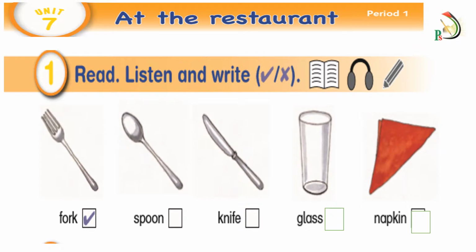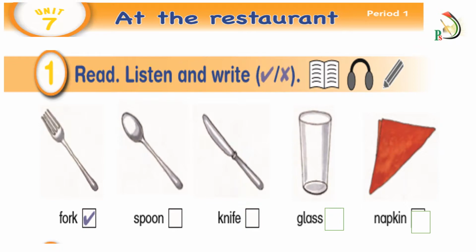Excellent. In this exercise I want you to listen to the audio and write, tick or cross, according to what you hear. Okay? Prepare your pencil and please listen and write. Track 59.